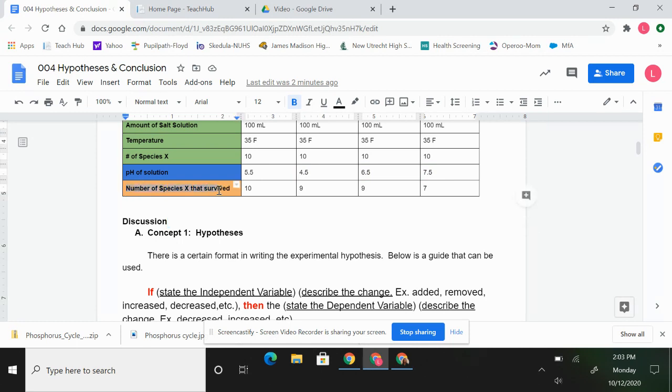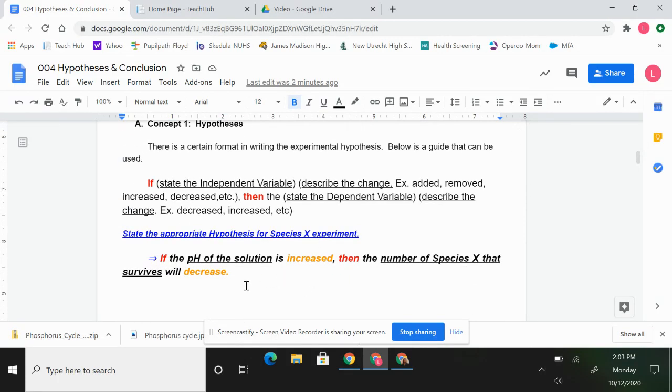Here's your DV, number of species X that survived. Okay, you can state anything, increase, decrease. This is just a hypothesis, or your guess at the beginning of the experiment. So this is what we're going to get. If this is the IV, pH of the solution, and here's the change, increased. Then followed by the DV, which is number of species X that survives, followed by the change, decrease. So this sentence now is our hypothesis. If the pH of the solution is increased, then the number of species X that survives will decrease.